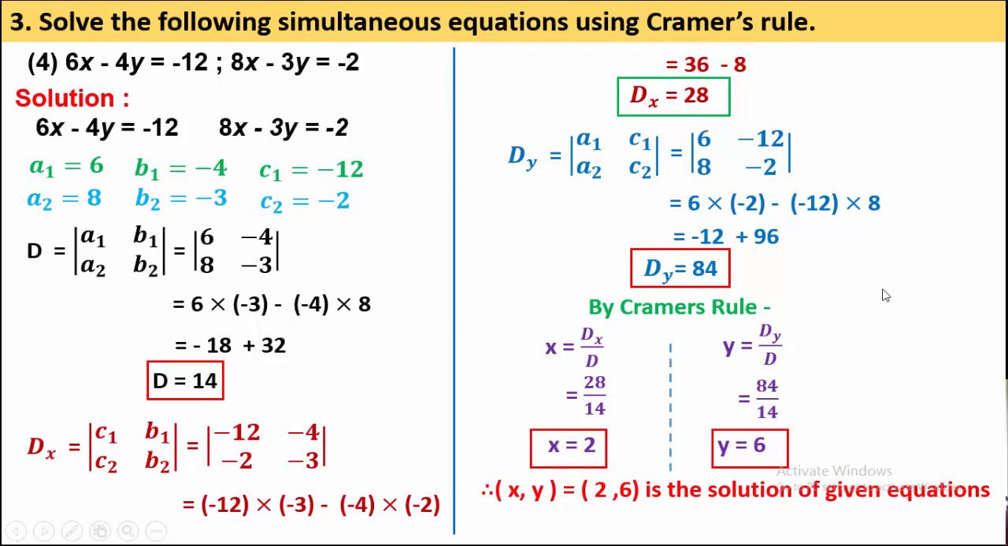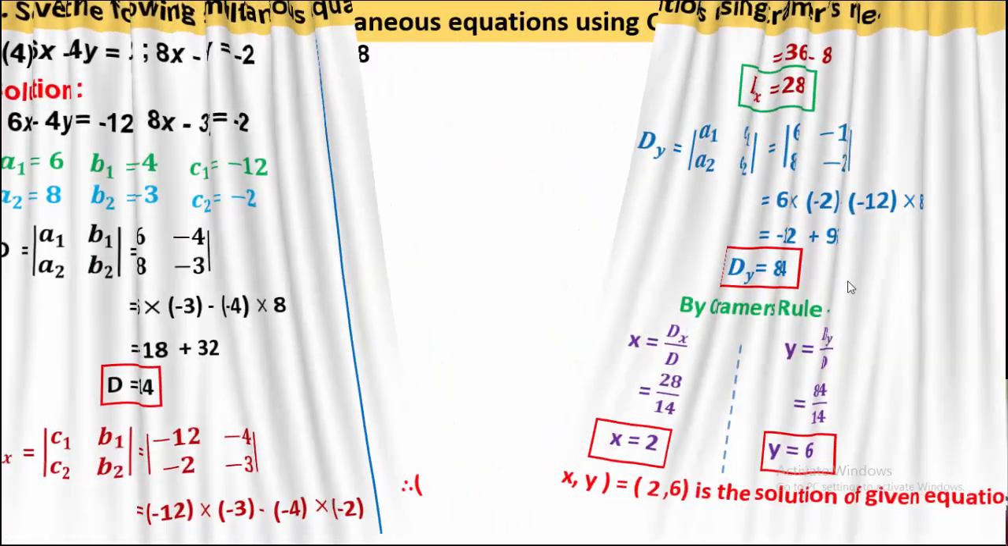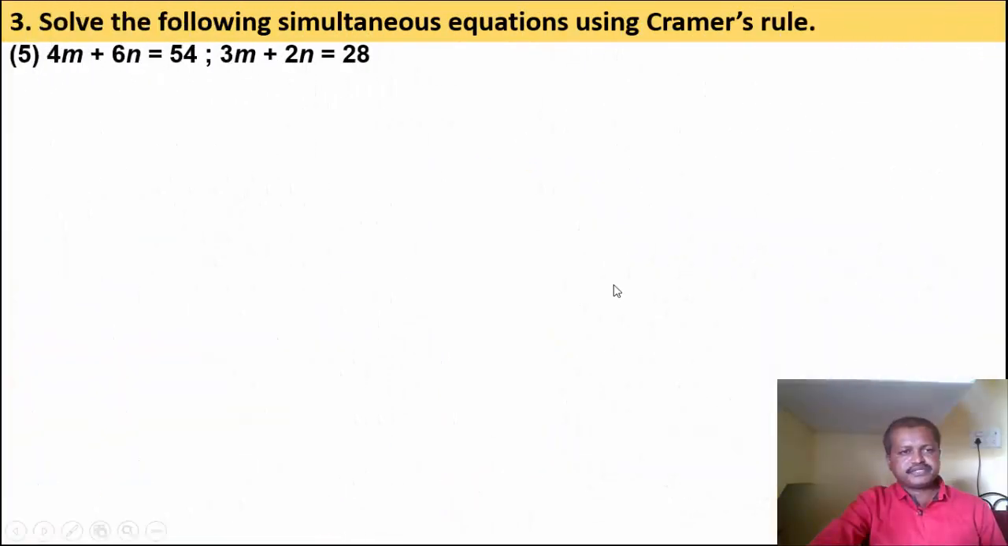So as we solved this fourth example, now we share the fifth example. In this fifth example, 4m plus 6n is equal to 54, 3m plus 2n is equal to 28. So write your solution. Now observe here, these given equations are in variables m and n.